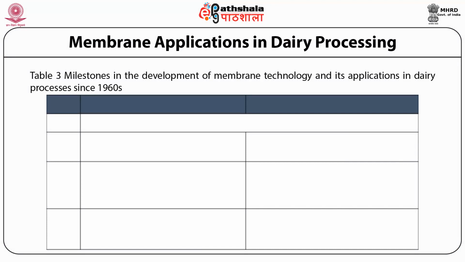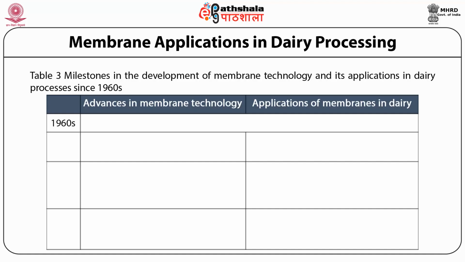in Table 3. So just have a look at this Table 3. It shows milestones in the development of membrane technology and its application in the dairy processes or the dairy industry. Year-wise developments have been given, and the concerned application in the dairy industry has also been highlighted. If we see the year 1960, what was happening in the world at that time? The manufacturers were interested in developing reproducible membranes.